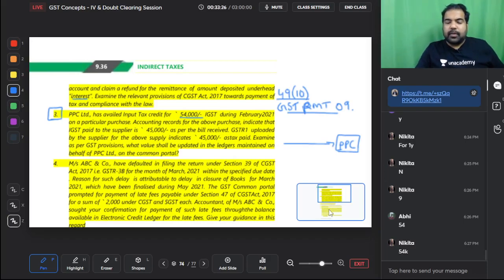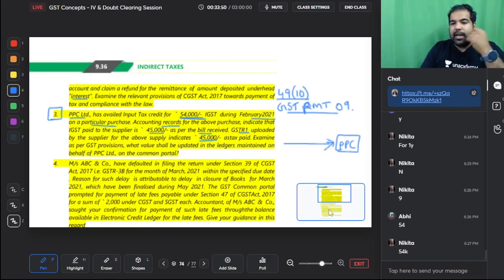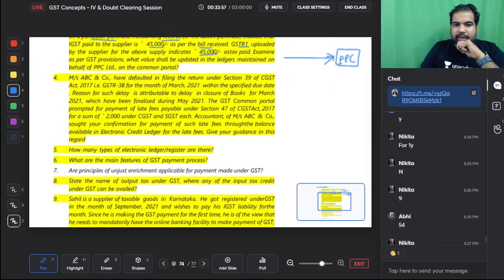Okay guys, here you want to take a credit of 54,000 during the month of February 2021. You are PPC on a particular purchase. The accounting records indicate that GST is 45,000 as per the bill received. The GST uploaded also shows 45,000, but as you know guys, credit of ITC, input tax credit, is given as self-assessed by the registered person availing the credit, and hence what will be taken is 54,000. This can be maximum MCQ, nothing more guys.